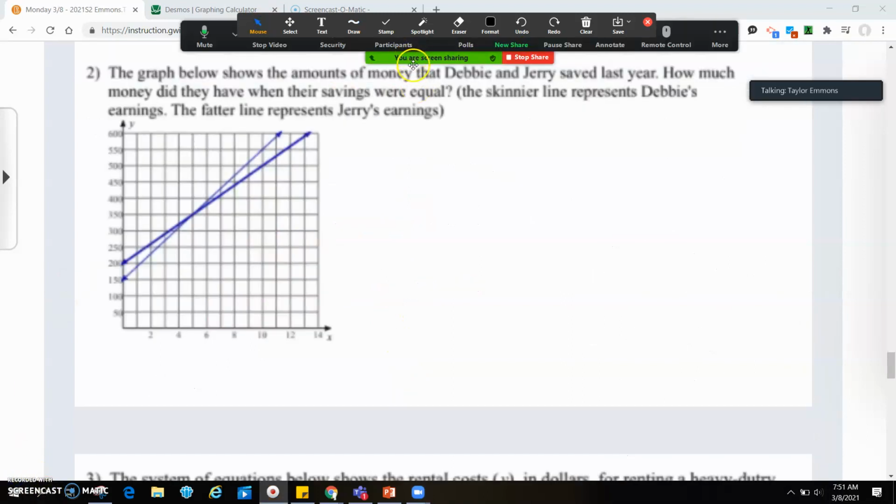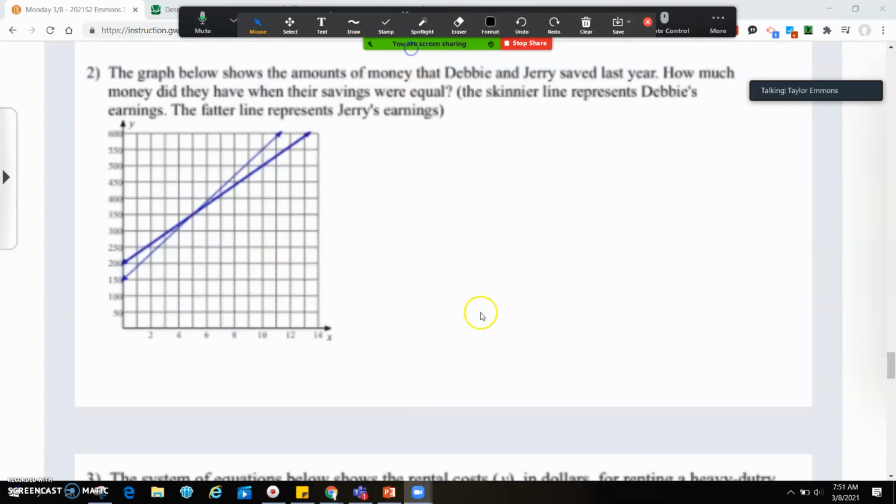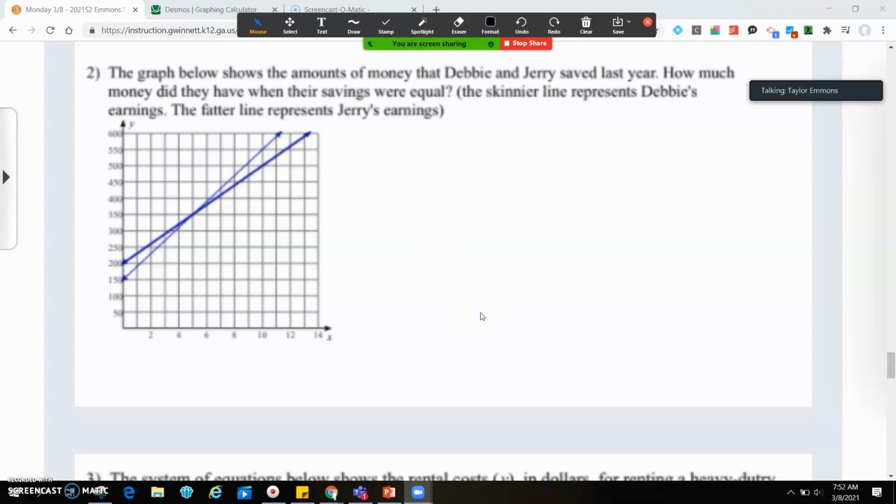It says the graph below shows the amount of money that Debbie and Jerry saved last year. How much money did they have when their savings were equal? So if we're looking for when they're equal, then I'm going to come in here, and wherever they cross, that's going to be where they're equal, right? So that's going to be at $350.